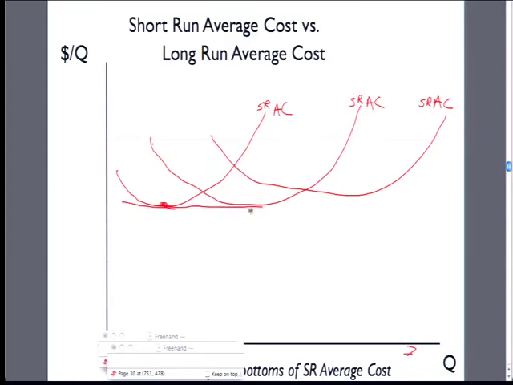So imagine we take the bottom of each one. That's sort of like the minimum average cost. And this one would be the long-run average cost.